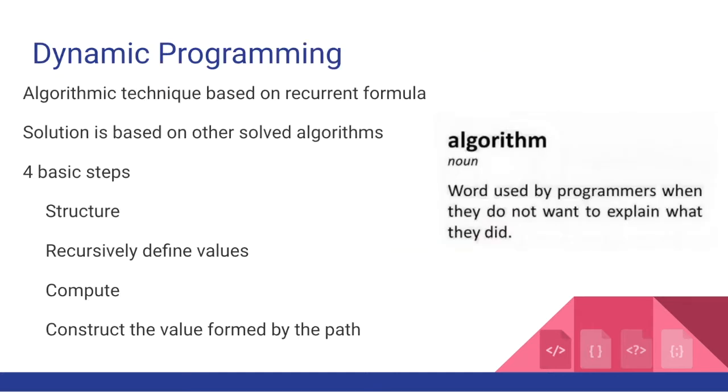Dynamic programming is an algorithmic technique based on a recurrent formula, which means a sub-solution of the problem is constructed from previously found solutions. Dynamic programming is a general technique which involves four basic steps. First, it determines the structure of an optimal solution. Second, it recursively defines the values of the optimal solution. Third, it computes the optimal solution. And fourth, if you need to know the optimal path in addition to the computed optimal solution, it can construct the path.